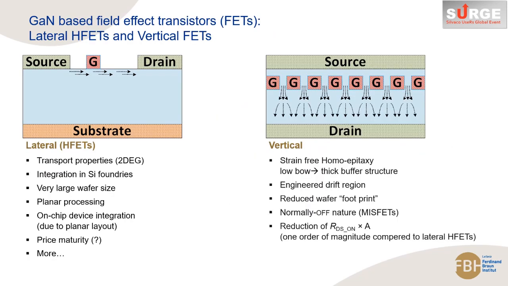GaN-based field effect transistors have two major topologies, lateral and vertical. Lateral HFET devices own superior transport properties due to the two-dimensional electron gas formation. They are planar, processed on a large wafer size, which can be integrated in silicon foundries. They are reaching technological and price maturity.